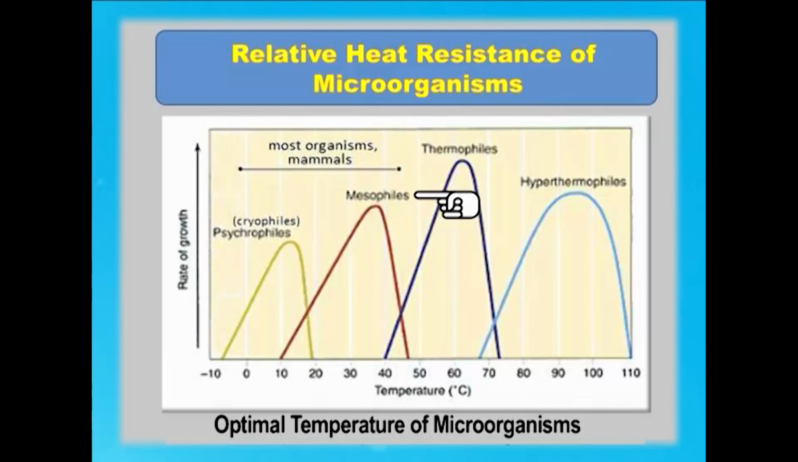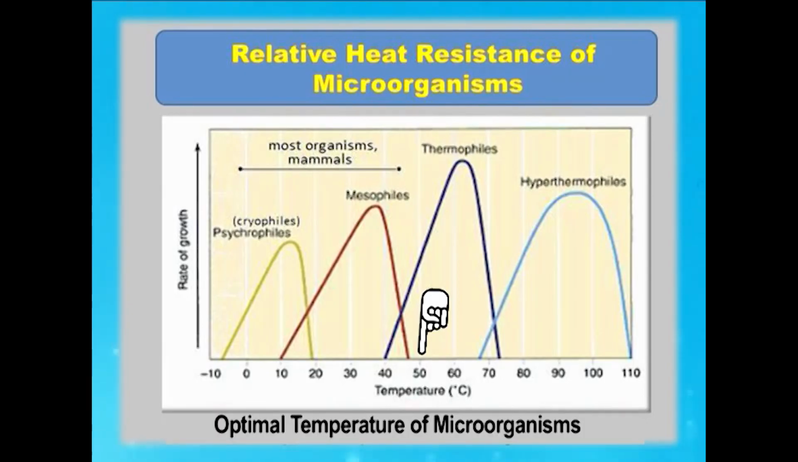Now, when we want to subject a food to heat, we have to take into account the kinds of microorganisms that are present. If the microorganism present in the food item, say, is a mesophile, then we have to give a temperature which is more than 50 degrees Celsius, because after 50 degrees Celsius, if we treat it, the mesophiles will not survive.